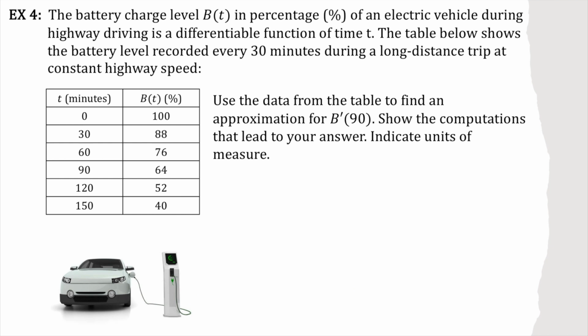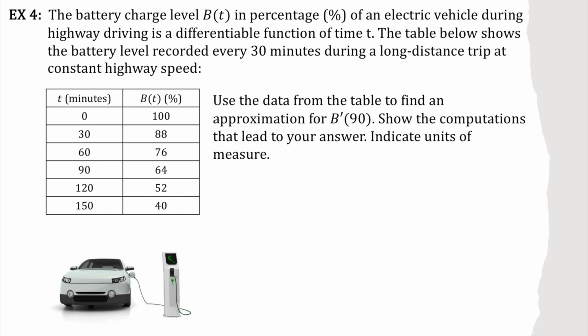Let's try this one. The battery charge level, B of T, in percentage of an electric vehicle during highway driving is a differentiable function of time t. The table below shows the battery level recorded every 30 minutes during a long distance trip at constant highway speed. Use the data from the table to find an approximation for B prime of 90. Show the computations that lead to your answer.